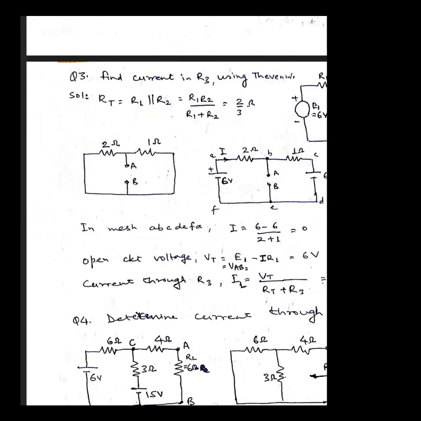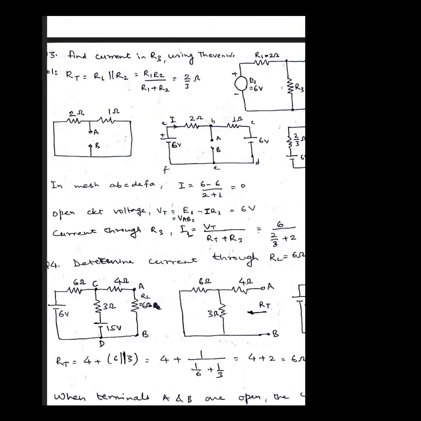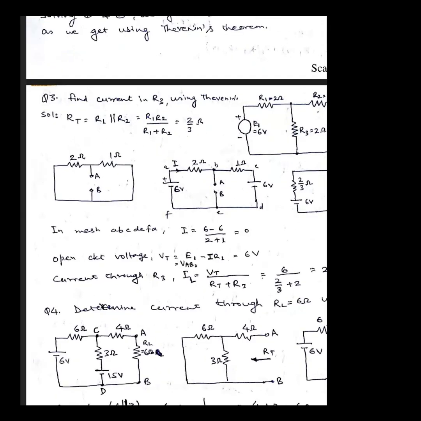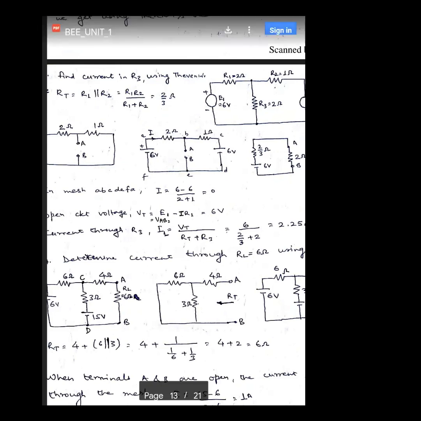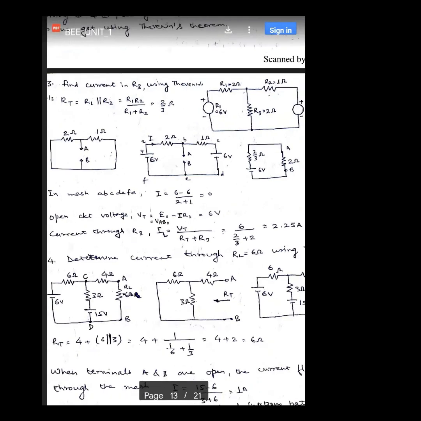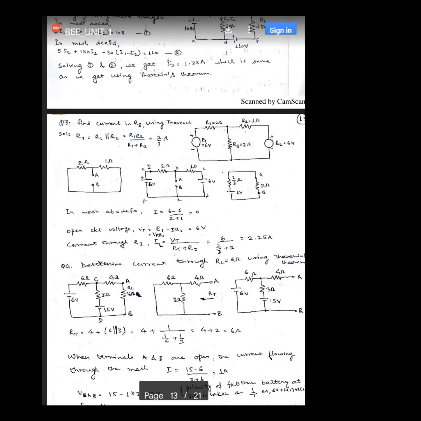So the Thevenin resistance is calculated. Now the next step is to calculate the Thevenin voltage. For that we need to calculate the current which is flowing in the circuit. And when the current is to be calculated, the load resistance remains open. So between A and B, it will remain open as shown.